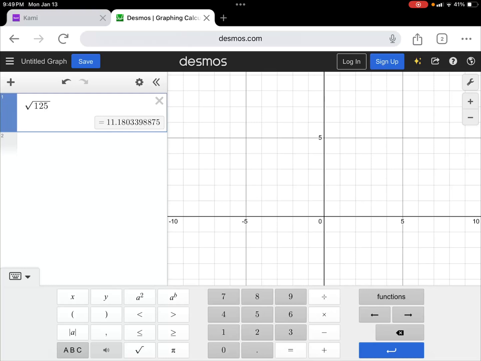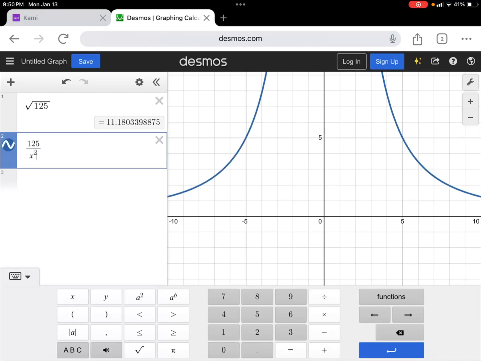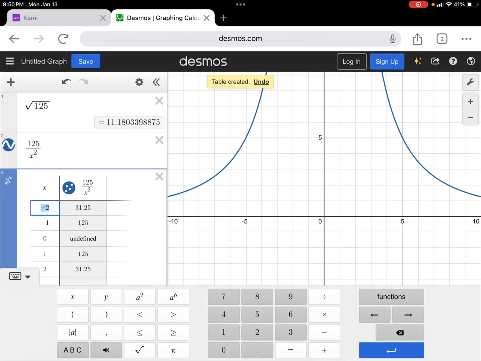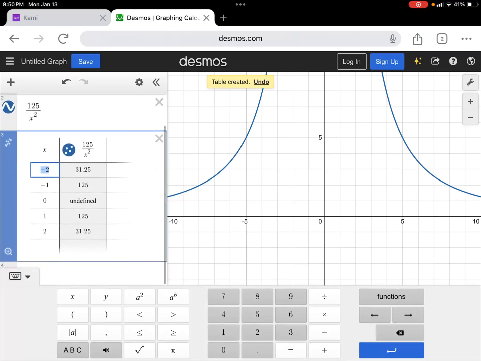But we've also talked about how we can use Desmos to give us a factor tree by putting it as 125 divided by x squared. That is the same as the square root of 125, but when we put it in that form, we can use our table by going up there, hitting that gear, and then hitting our table. And then we want to come down here. They usually go to 2. We're going to highlight that 2, and we're going to hit enter a couple of times.